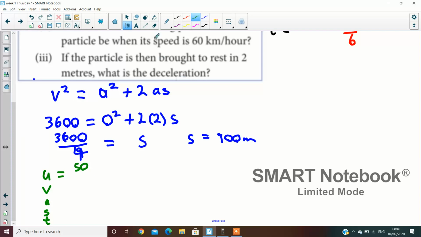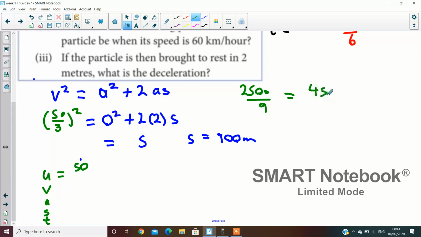Okay? So your initial speed is now 50 over. Oh, wait. Sorry, guys, I messed that up. The last question, it's not 60, is it? It's 50 over 3. Sorry, my fault. I put in 60 kilometers an hour when it's meant to be 50 over 3. So I got that one wrong. So it's 2,500 divided by 9 equals 4s. And then s will equal 2,500 divided by 36.